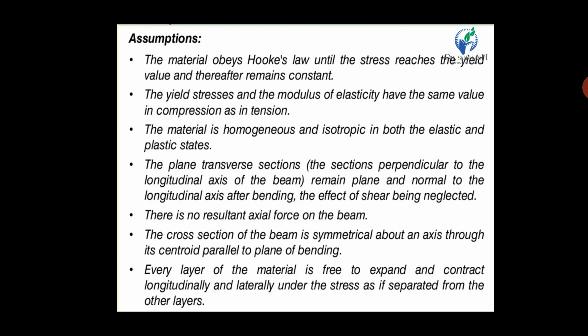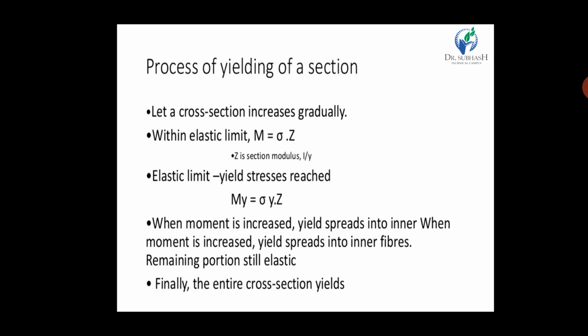The cross section of the beam is symmetric about an axis through the centroid and parallel to the plane of bending, and every layer of material is free to expand and contract longitudinally and laterally under the stresses, as if it were separated from the other layers. So these are the few assumptions that must be satisfied to reach the plastic state. Now, the process of yielding of a section.